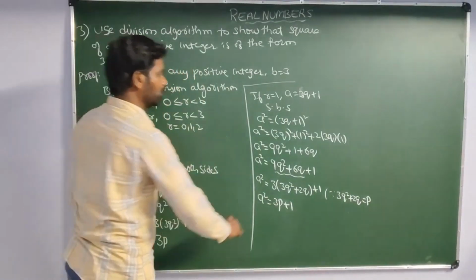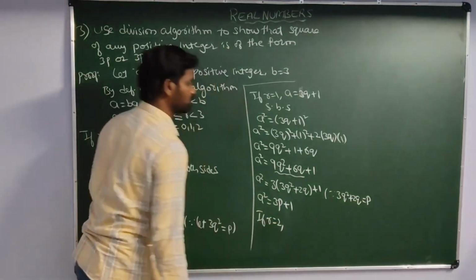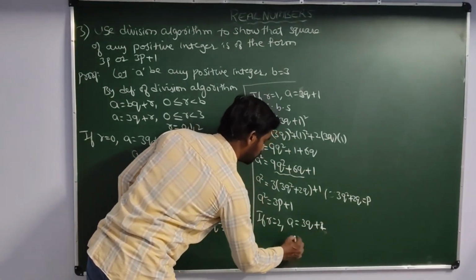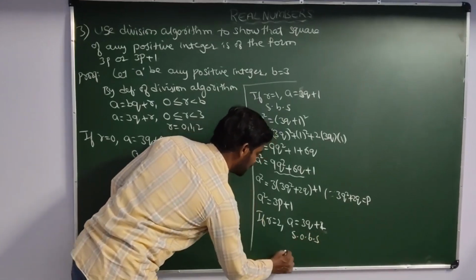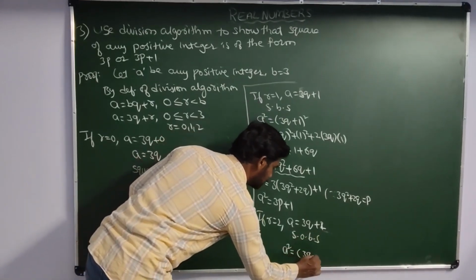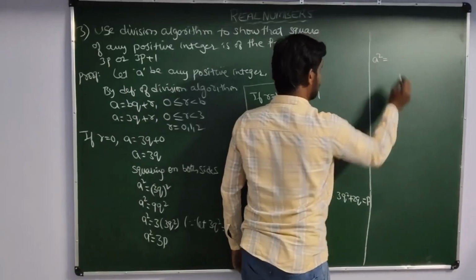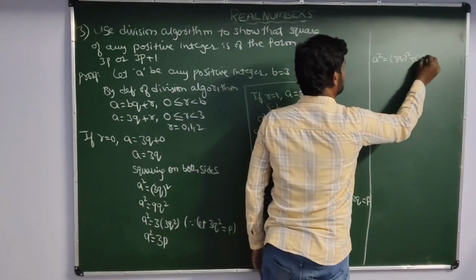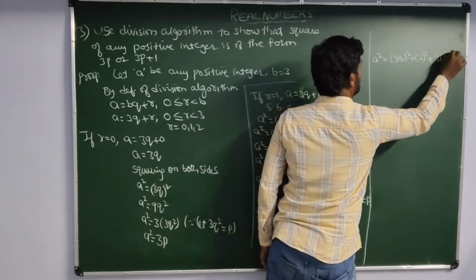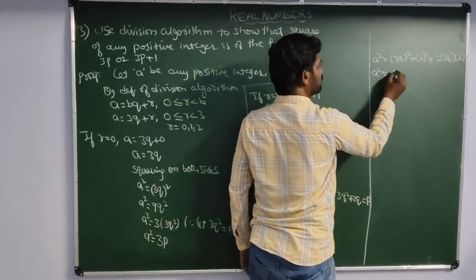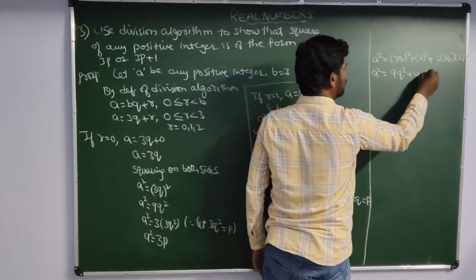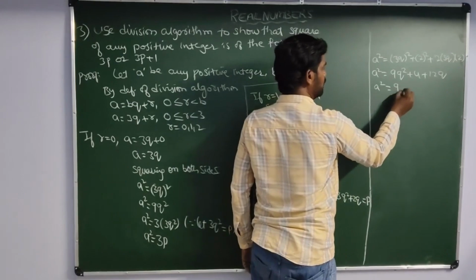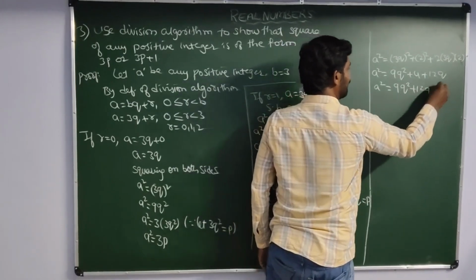In the same way, if r is equal to 2, substitute r is equal to 2 in the equation, then the equation becomes a is equal to 3q plus 2. Now squaring on both sides, what happens? a square is equal to 3q plus 2 whole square. So a square is equal to 3q whole square plus 2 square plus 2ab, that is 9q square plus 4 plus 2 times 3 is 6, 6 times 2 is 12q. So a square is equal to 9q square plus 12q plus 4.